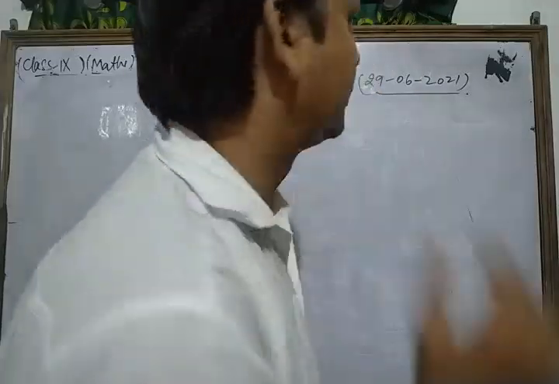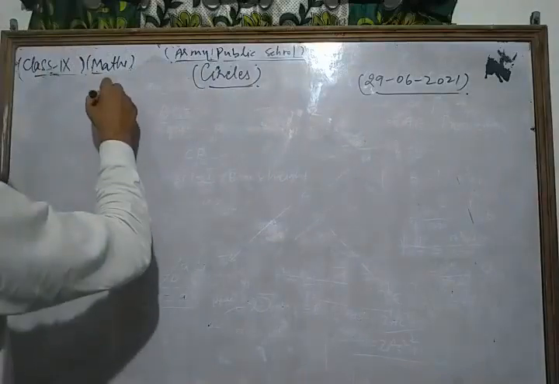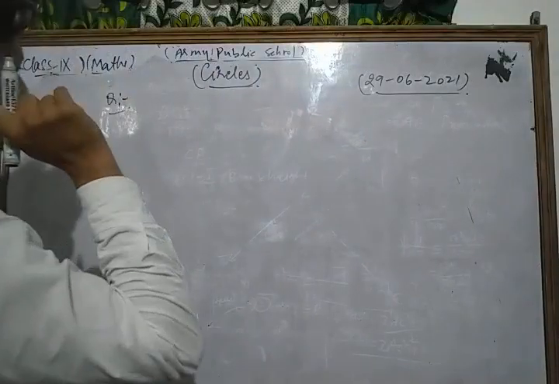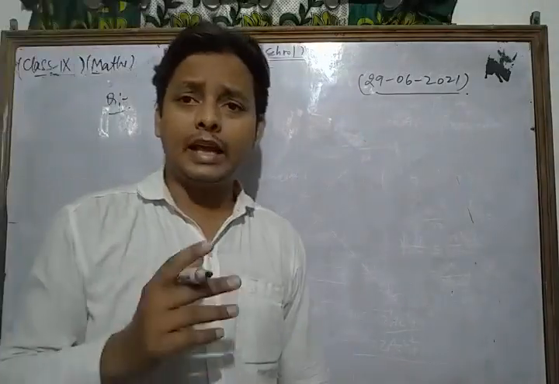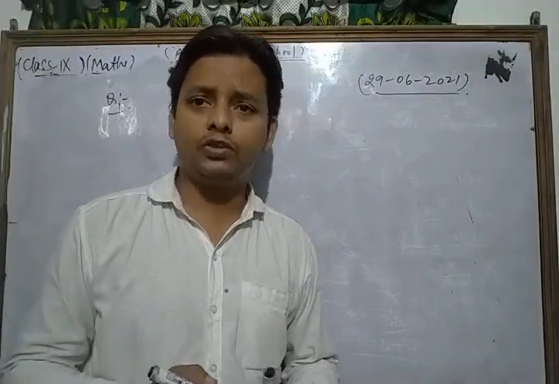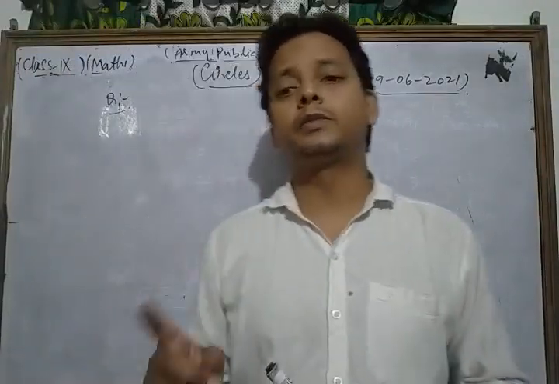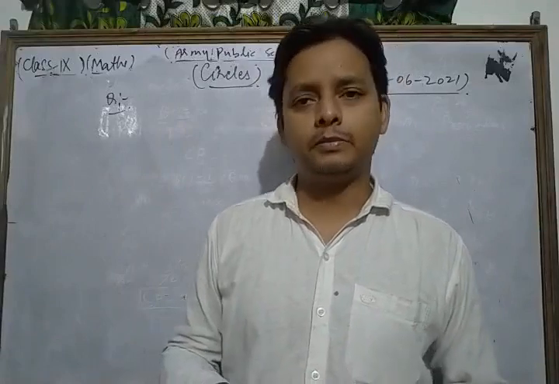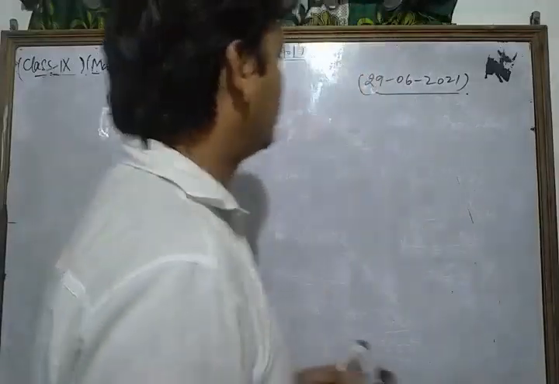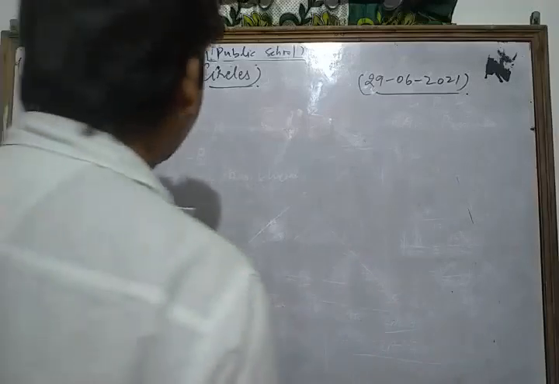Let's see the first question. This is one of the most important questions related to the theorem that the angle subtended by an arc at the center of the circle is double the angle subtended by it at any remaining part of the circle. So let's see some important questions based on the same theorem.